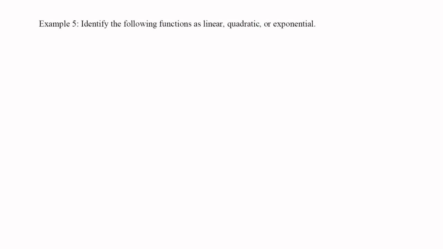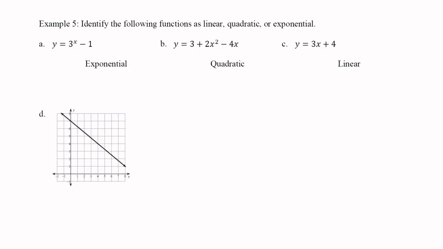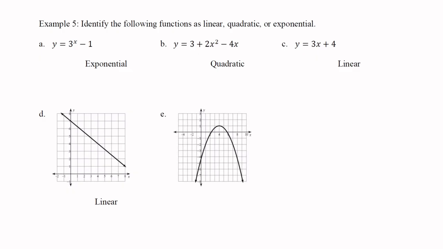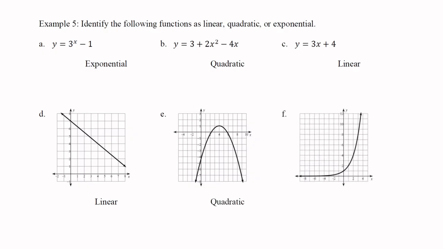So let's identify the following functions as linear, quadratic, or exponential. So in A, we have an x in the exponent, so that would be exponential. In B, we have an x squared in there, so that would be quadratic. For C, we have slope-intercept form, y equals mx plus b, so that would be linear. For D, we have a straight line, so that's linear. In E, we have a parabola, so that's quadratic. In F, we have a curve that's rapidly increasing, so that's exponential.